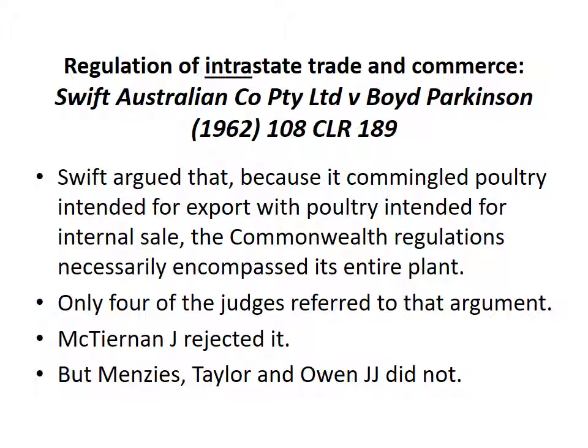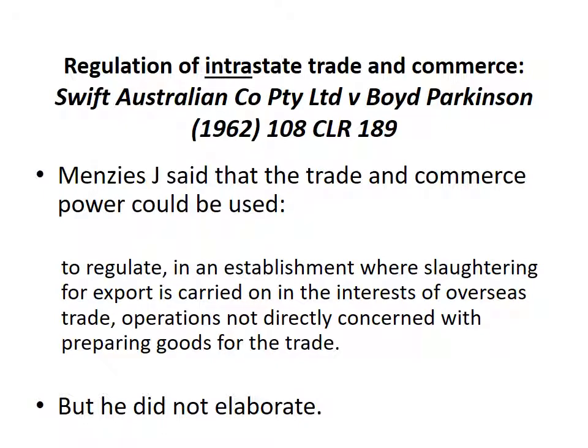Swift had argued that because it commingled poultry intended for export with poultry intended for internal sale, the Commonwealth regulations necessarily encompassed its entire plant. Justice McTiernan rejected that argument, but Justices Menzies, Taylor and Owen did not. Justice Menzies said that the trade and commerce power could be used to regulate, in an establishment that slaughtering export is carried on in the interest of overseas trade, operations not directly concerned with preparing goods for the trade, but he did not elaborate.